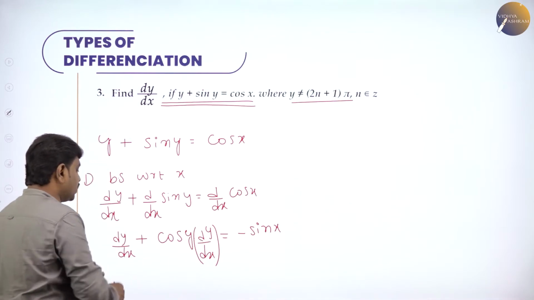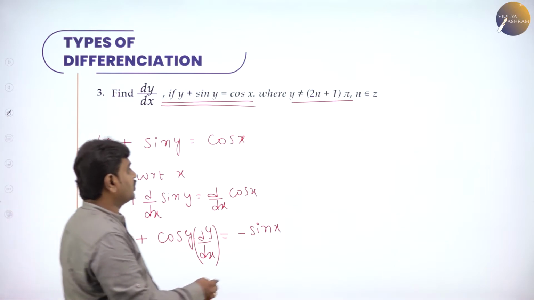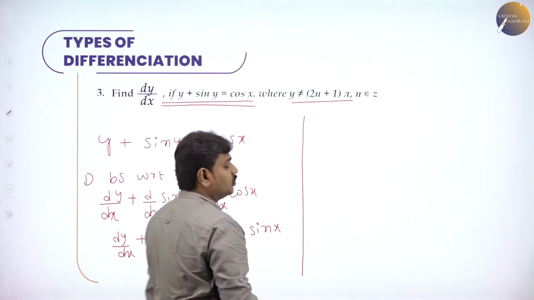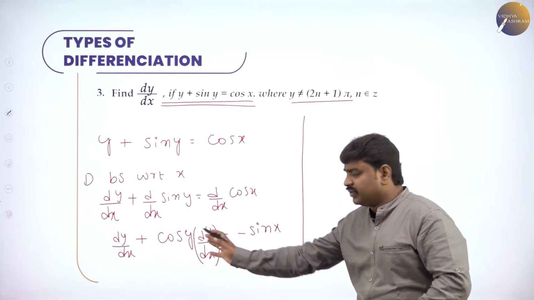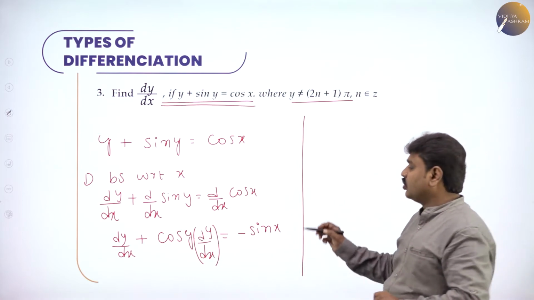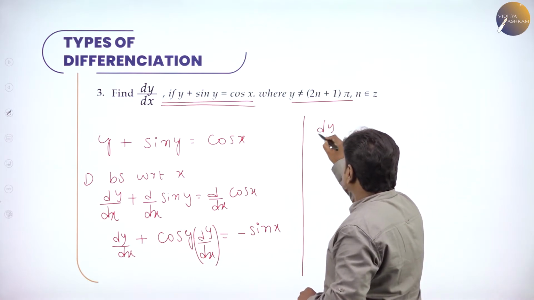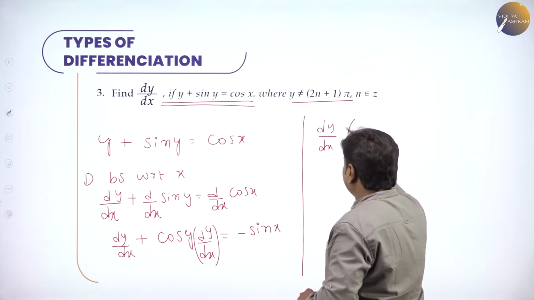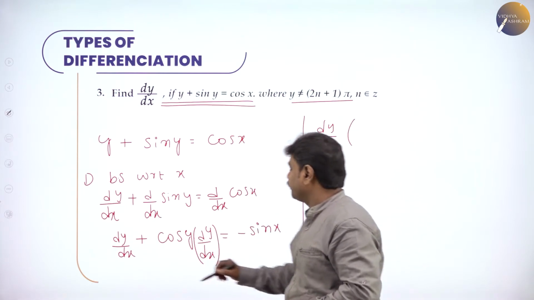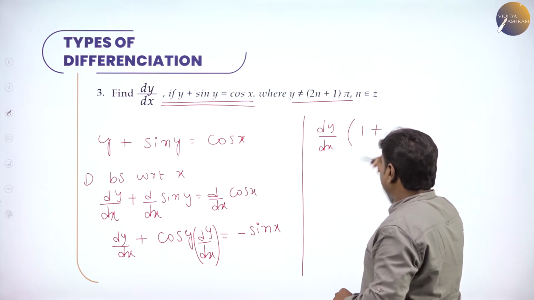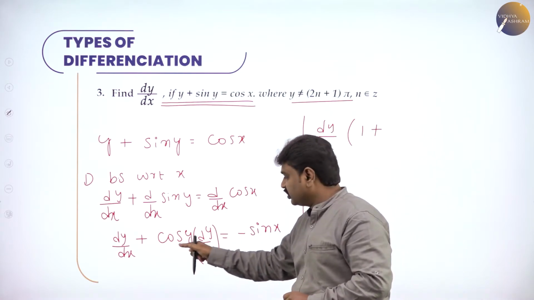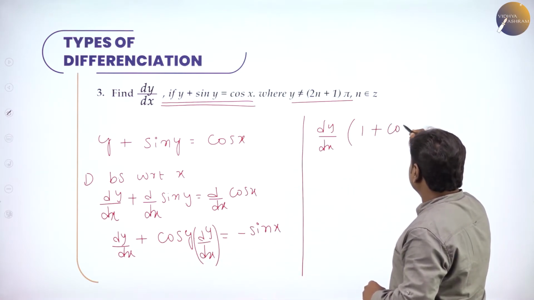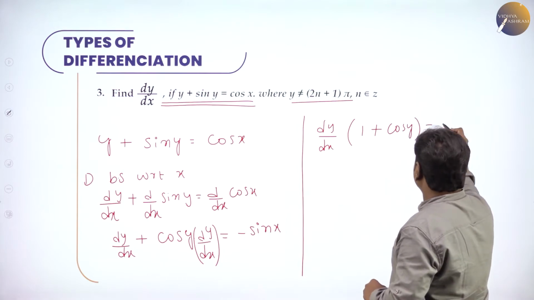And here also I have dy by dx. So take dy by dx common. Now we have to group dy by dx terms. All dy by dx terms are in LHS. Take out dy by dx. So what is left out? This will become 1 plus cos y, and we have taken dy by dx out, is equal to minus sin x.